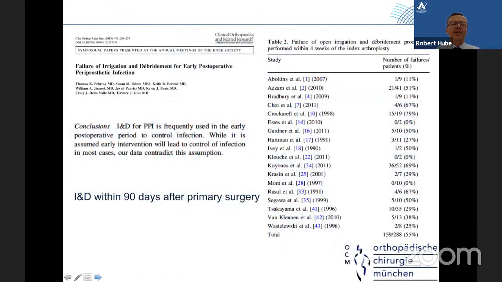What if we do a DAIR within 90 days after primary surgery? We are a little bit aggressive in Germany, after 3 weeks. And that is our philosophy, but always look at what other people do. For instance, the Oxford group, they do a DAIR even after 90 days. We think it's insane. And they think we are insane if we do it after 3 weeks.